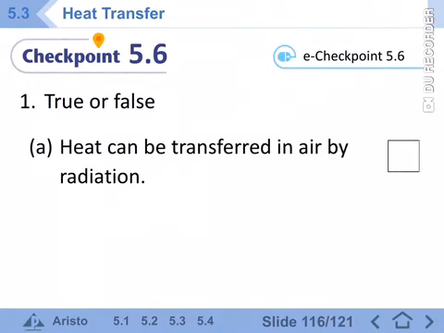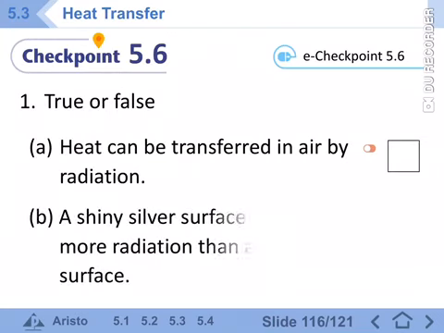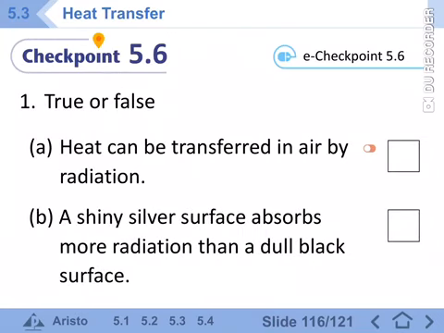And in checkpoint 5.6, we have: heat can be transferred in air by radiation. Is it true or false? Heat can be transferred in air by radiation. It's true. Actually, you don't even need the air. The heat will still be transferred because actually the radiation does not require any medium at all. Of course, if you have air, it would do it, but you don't really need to have that.